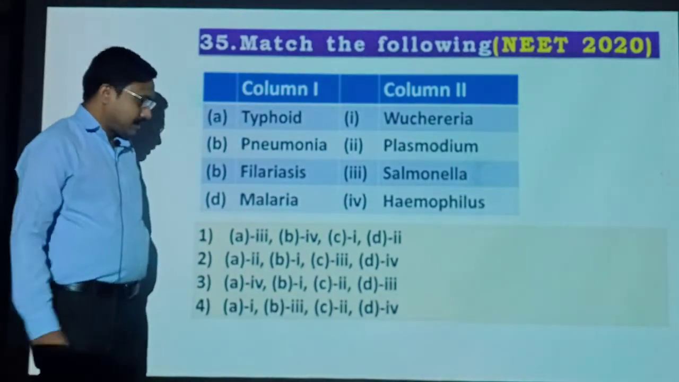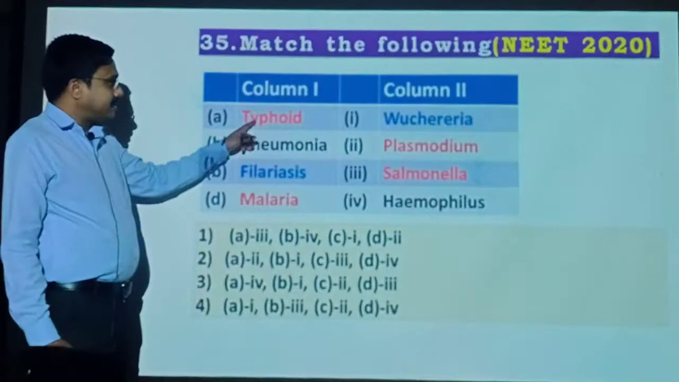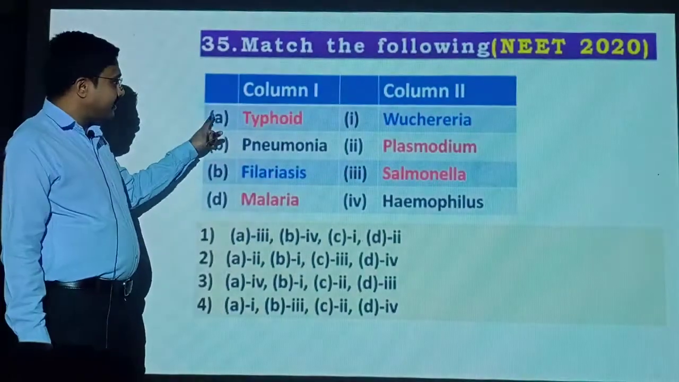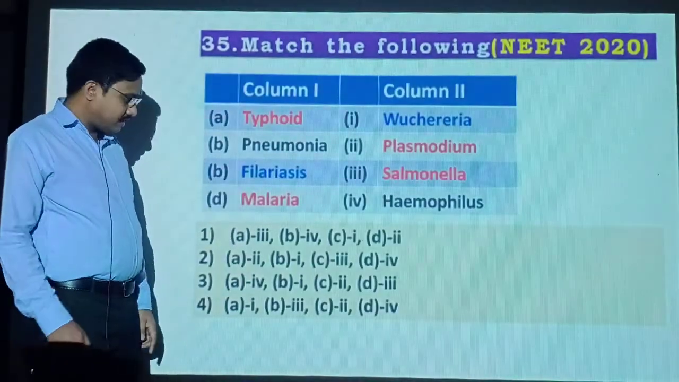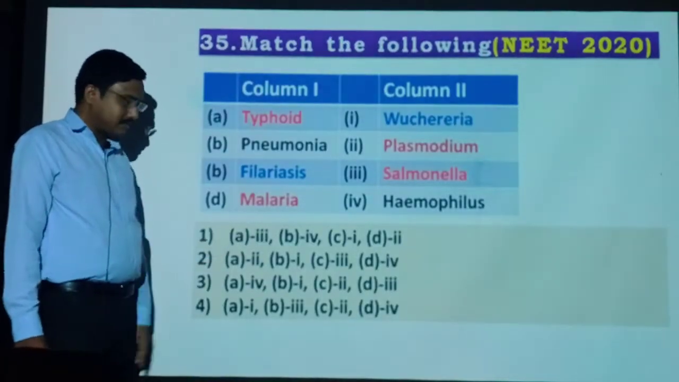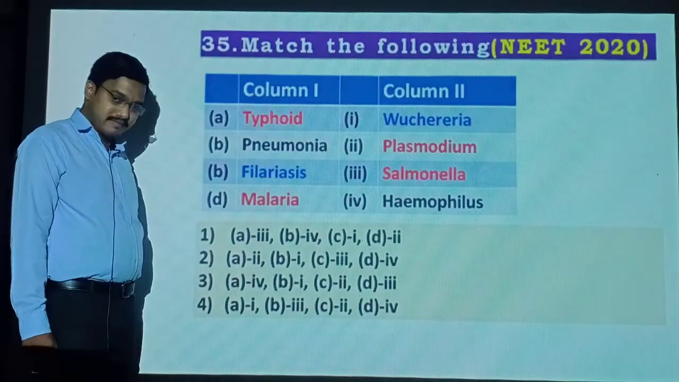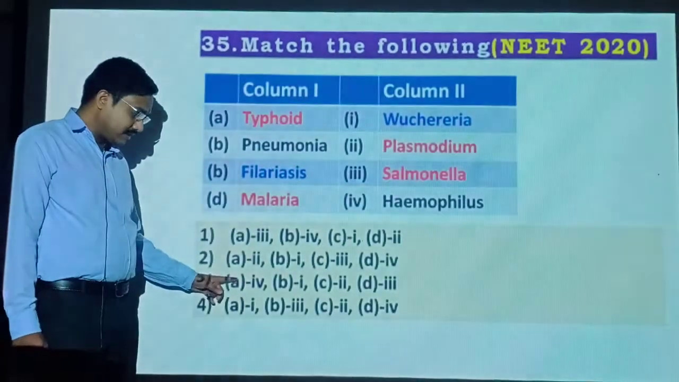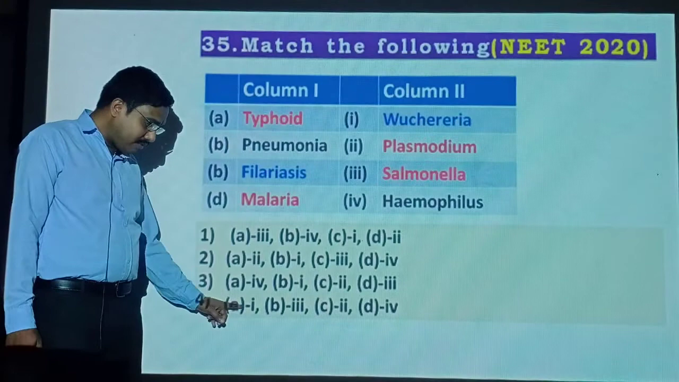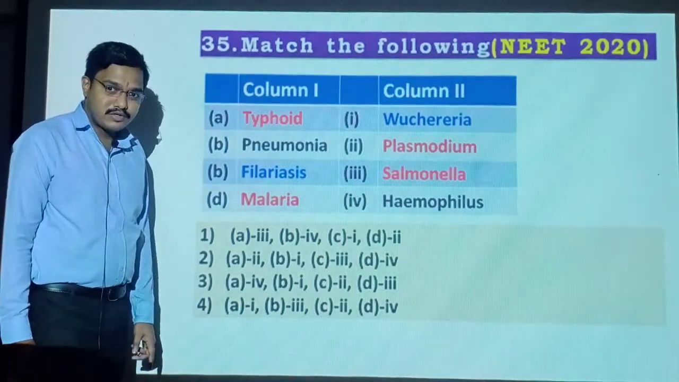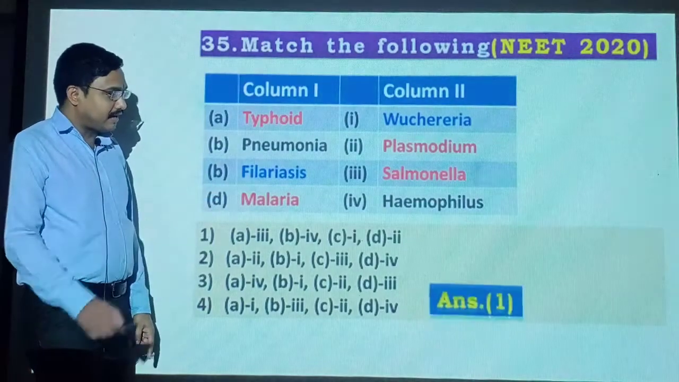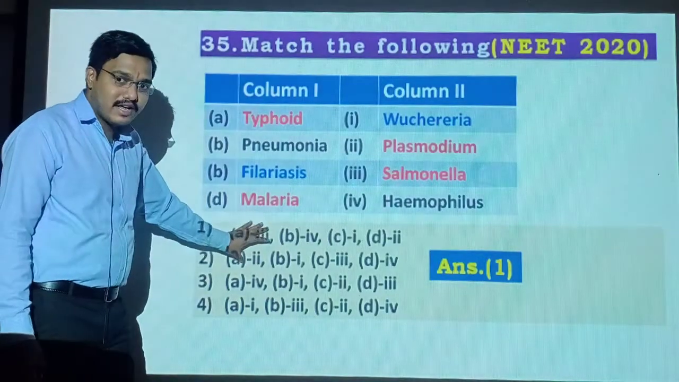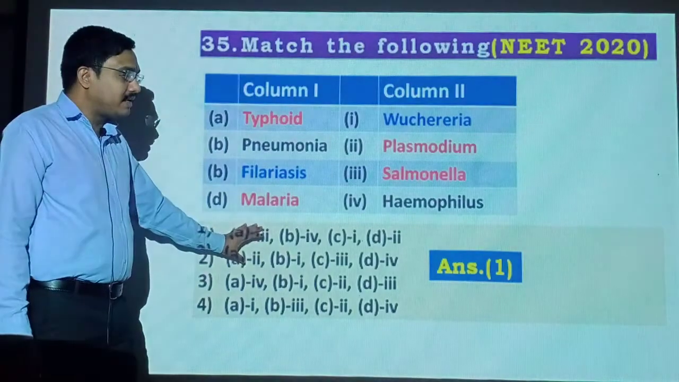Okay, now see here, as we know, typhoid is caused by Salmonella typhi, means A matches with 3. See the options here, option 1 A3 is there, okay, option 2 A2 is there, option 2 is ruled out. Option 3, A4 is there, option 3 also ruled out. Option 4, A1 is there, option 4 also ruled out. With the one matching only, we can tell the right answer is option 1. This is a quick selection of answer. You have to select the answer like this.